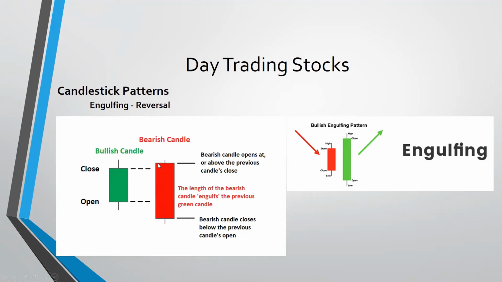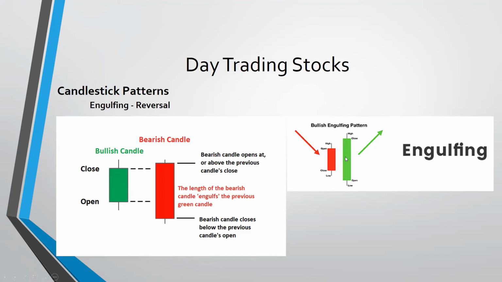So we see here, the open price is higher than the closing price right here. We see here the closing price is lower than the open price right here. So the body of the bearish candle completely overpowers and completely covers the body of the bullish candle. This is a bullish engulfing candlestick.